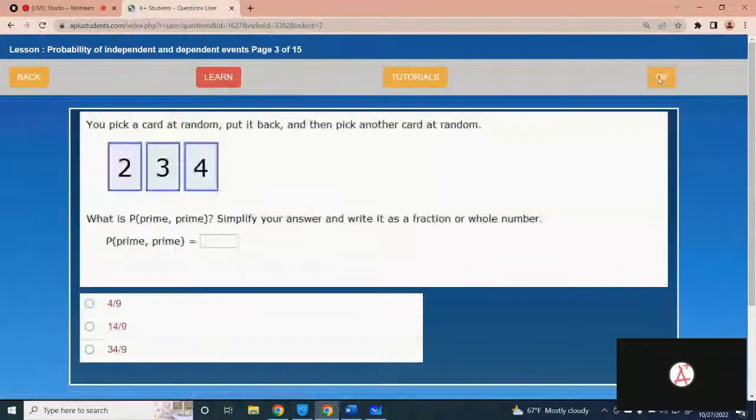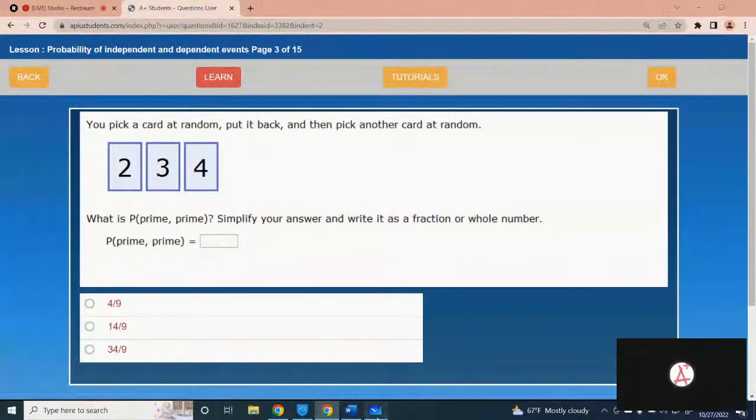Okay, you pick a card at random. You have 3 cards. They are 2, 3, and 4. You pick one at random, put it back, and then pick another card at random. What is the probability of getting prime and prime? So now, are both the events dependent or independent? They are independent because you put the card back. Now again you have 3 options. Got it? How many prime numbers do you have on the cards? 2 and 3 are prime numbers. So you have 2 options for getting prime.